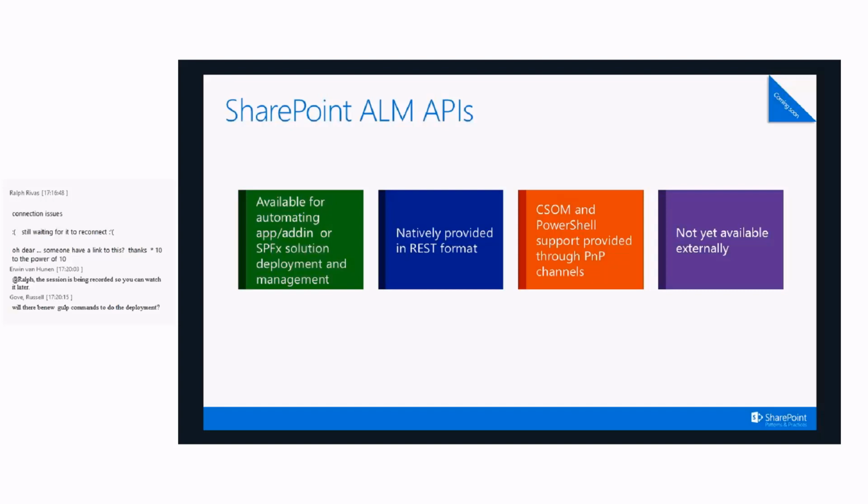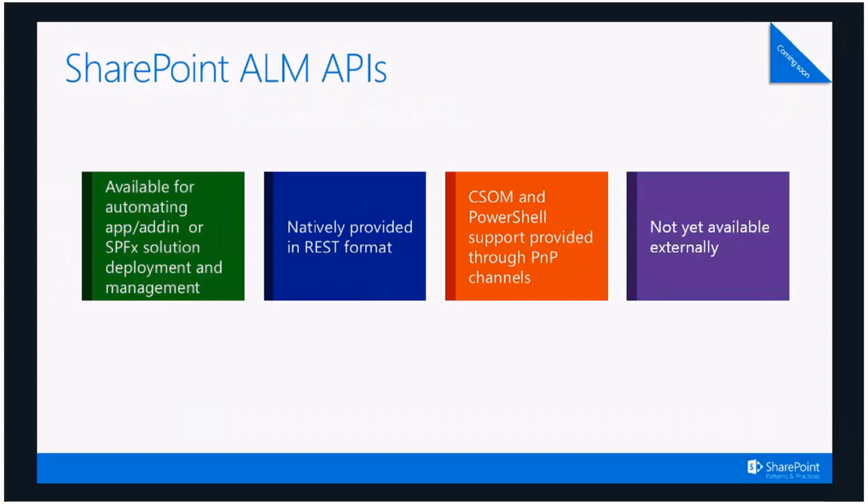So basically what we wanted to do, and this might be the direction in the future for more and more capabilities, is that from an engineering side, if I put my engineering hat on, we'll concentrate on providing documented REST APIs, which people can use using REST. And then we'll use the PnP channels and community channels to provide the managed code version, as in the CSOM, and also the PowerShell wrappers for the upcoming capabilities.